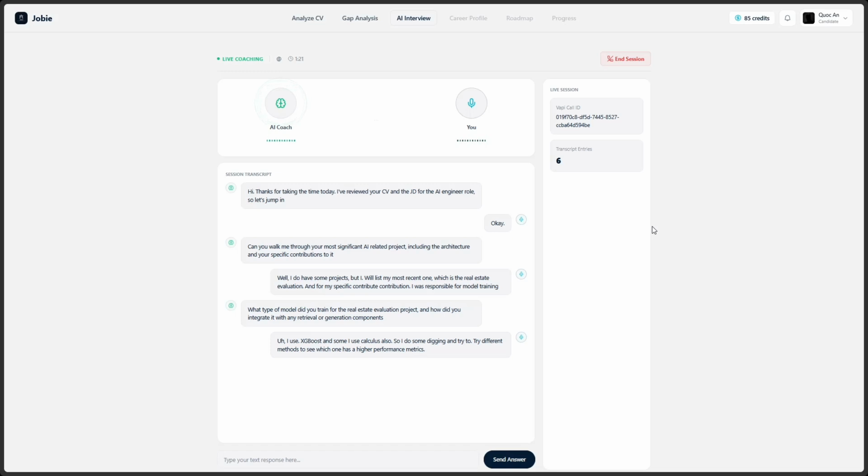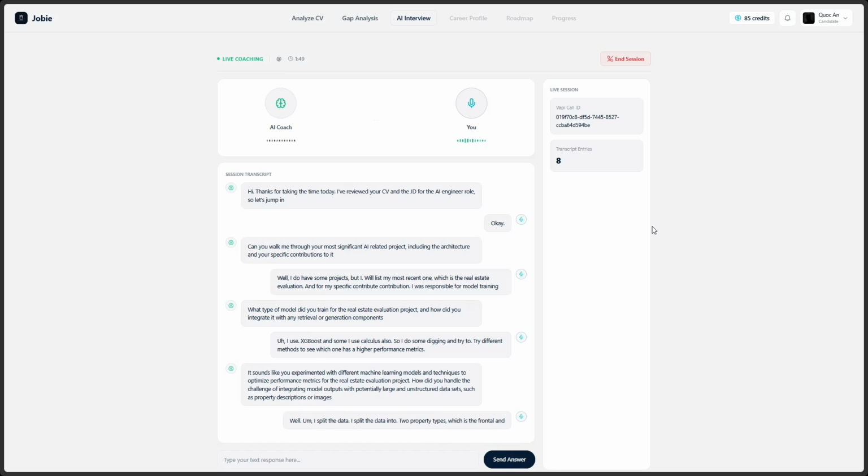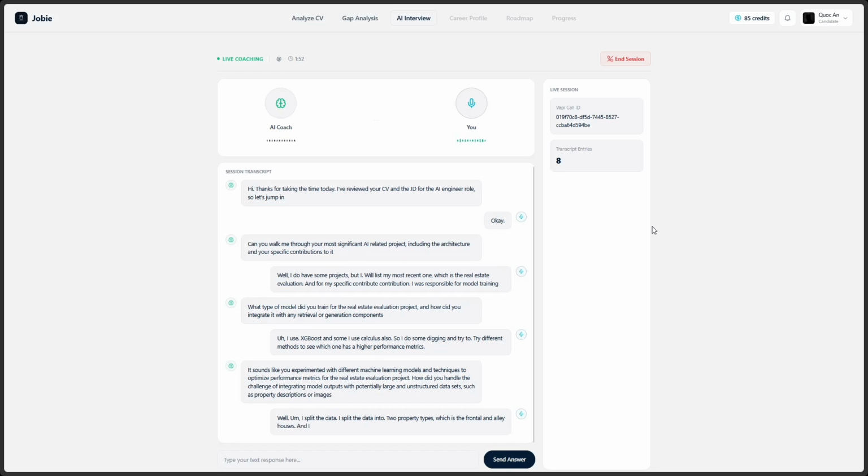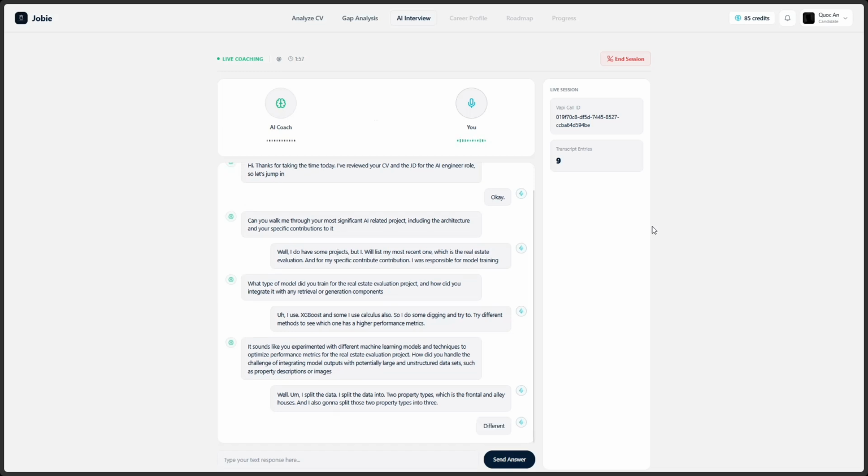It sounds like you experimented with different machine learning models and techniques to optimize performance metrics for the real estate evaluation project. How did you handle the challenge of integrating model outputs with potentially large and unstructured data sets, such as property descriptions or images? Well, I split the data into two property types, which is the frontal and alley houses. And I'm also going to split those two property types into three different price tiers, which is low, medium, and high.